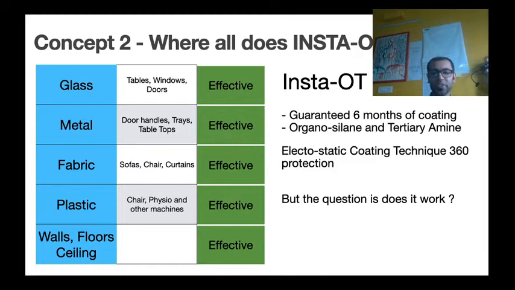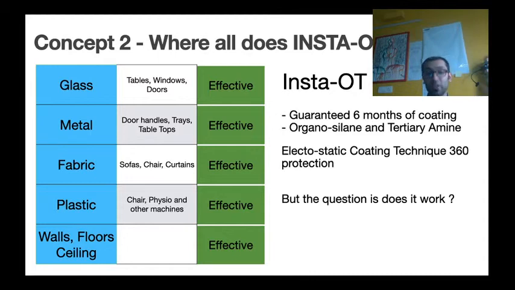Now, the common question that comes up is, does this work? I mean, I've seen it all over Instagram, I've seen it all over Facebook, I know you have 150 clinics, but does this work, right? Being doctors, we thought what we needed to do was test it in a way that we can make it convincing to you.